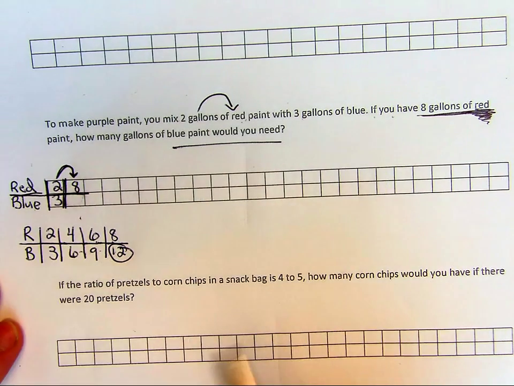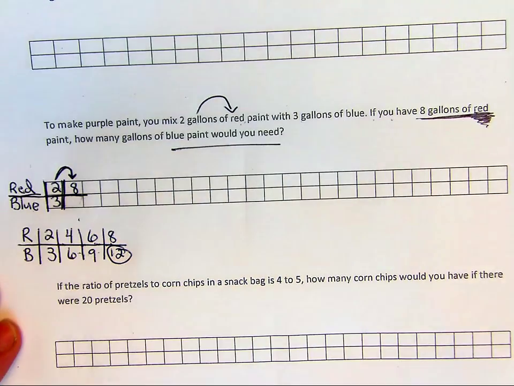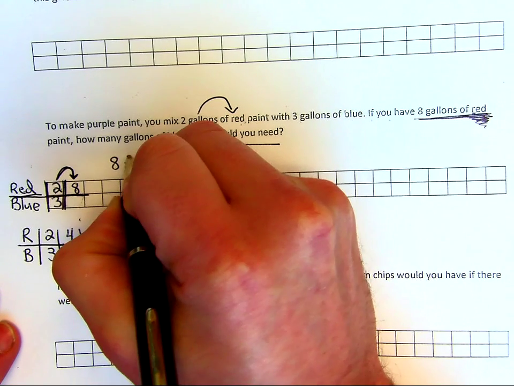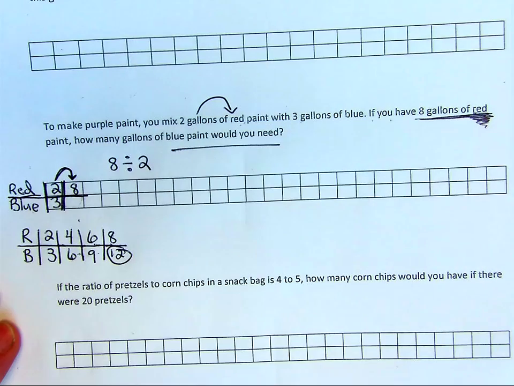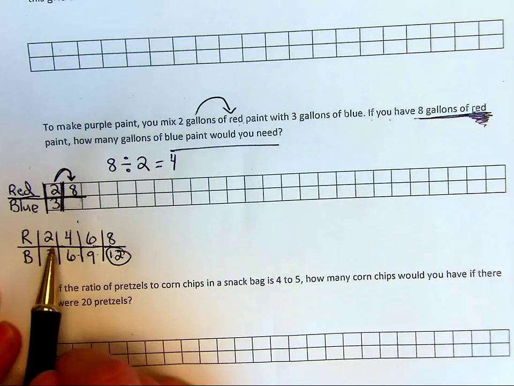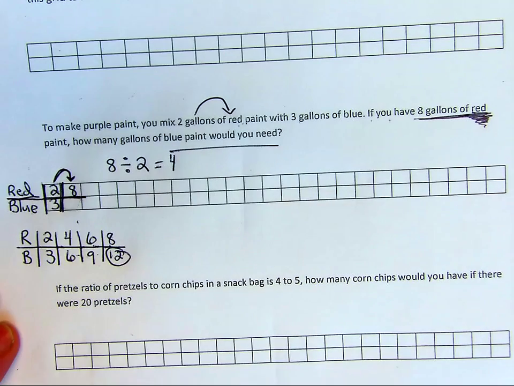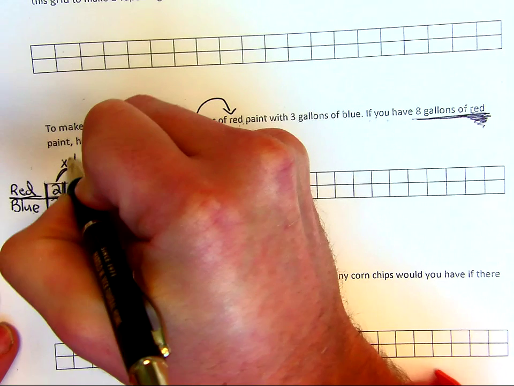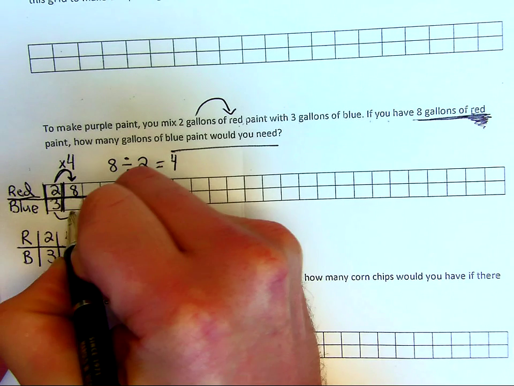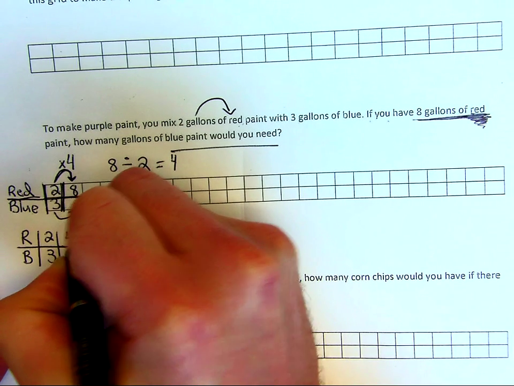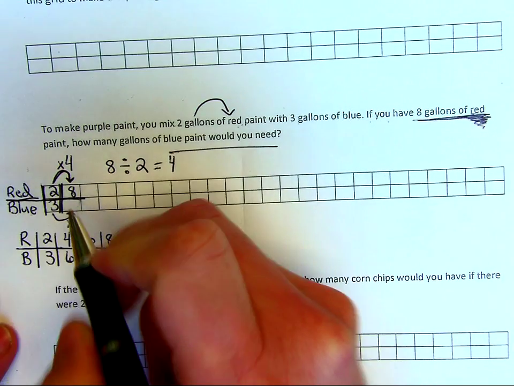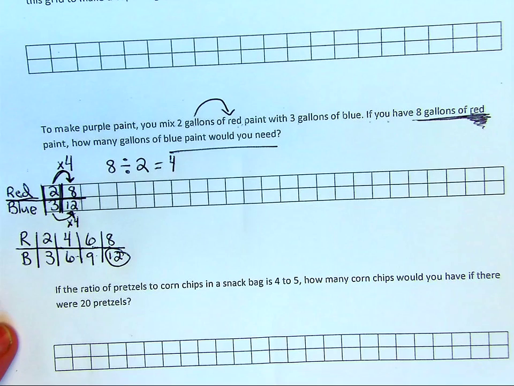So if it's a larger number or you just want to do it, I can say, how do I get from 2 to 8? Well, if I don't know, I do 8 divided by 2. That means I'm going to have 4 sets of it. And if you look, that's 1, 2, 3, 4 sets, right? So times 4. And then what I have to do here is also multiply by 4. So 3 times 4 makes 12.